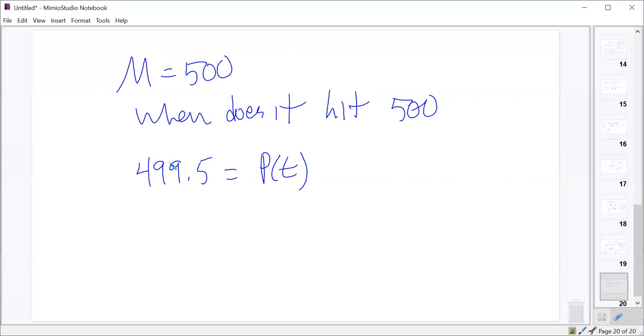They may ask when is it increasing more, at what time is it increasing most rapidly? Well, then you'll take half of your carrying capacity, put 250 equals your P of t and solve for t.